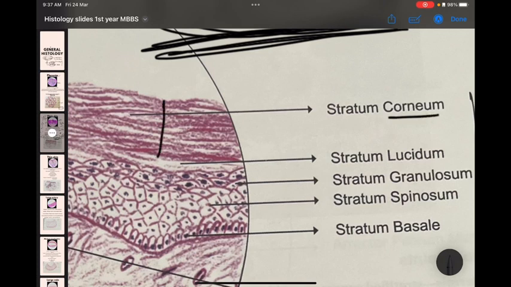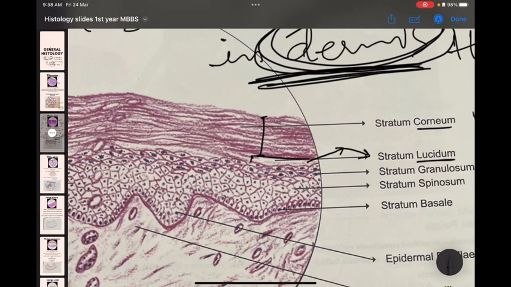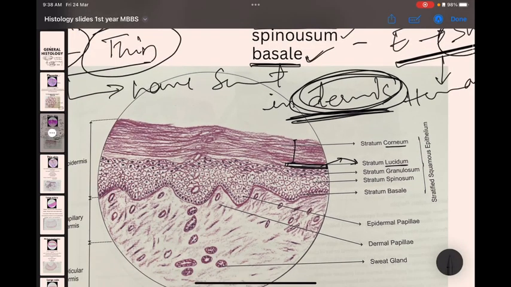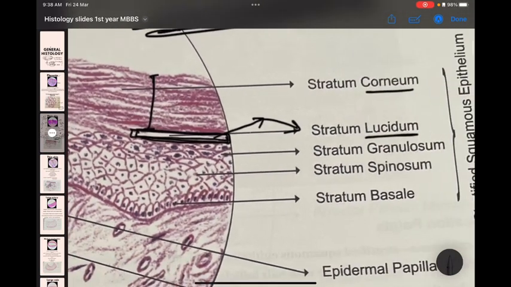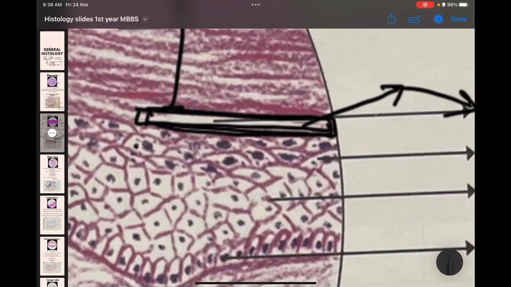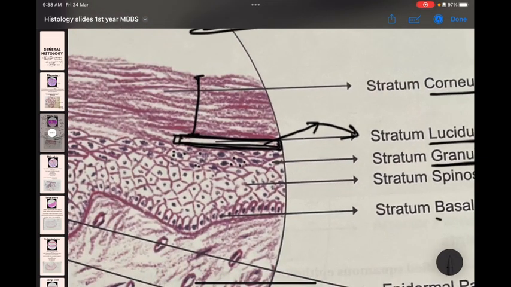It contains a thick keratin layer. After that, there is a connective tissue layer called stratum lucidum. This somewhat looks like a space, so in your diagram we have to draw a space after the first layer. Then the third layer is granulosum. The name itself suggests that it contains granules, along with the nucleus. Then the last layer is basal.